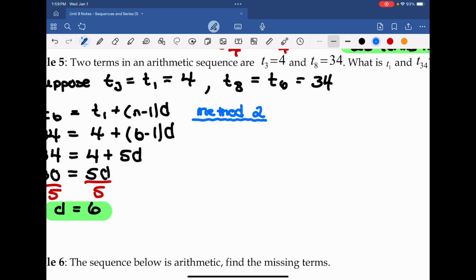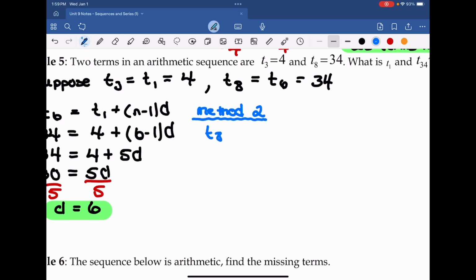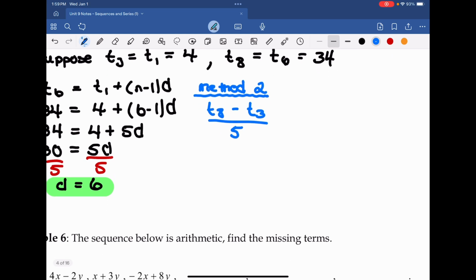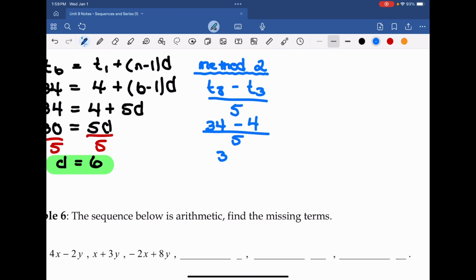Instead of resetting the sequence or temporarily resetting the sequence, what we could do is take the T8 minus the T3 and divide it by the number of terms between them. That's going to average out the number between them, or give me this common difference. How many terms are between 8 and 3? There is a total of 5 terms between those. So algebraically, here's what I'm going to do: 34, which is T8, minus the 4, divided by 5. This is the same as saying we have 30 divided by 5, and 30 divided by 5 simply gives us the 6 that we're looking for.